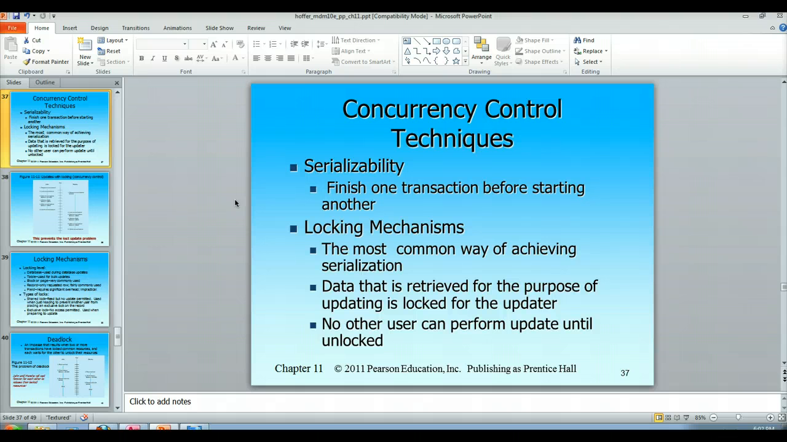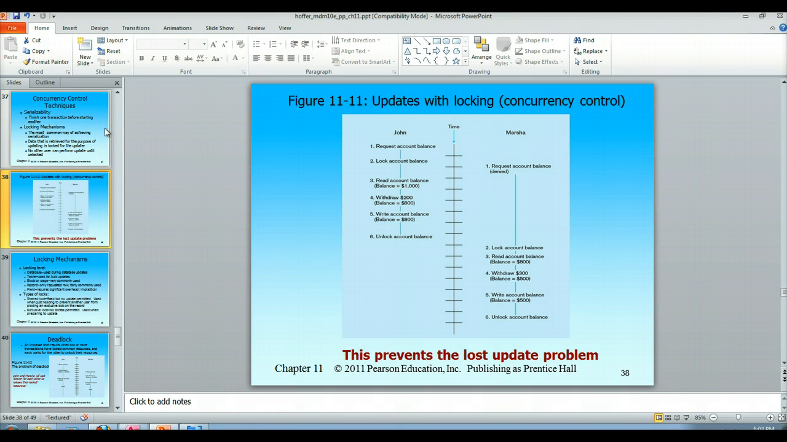Another way, which is very, very similar, is what's known as putting locking mechanisms in place. This is the most common way of achieving serialization. Data that's retrieved for the purpose of updating is locked for the updater, and no other user can perform an update until the data is unlocked. So let's take a look at what that looks like with an example.